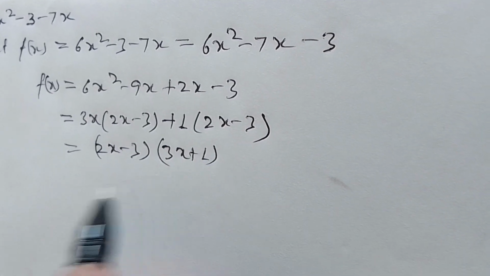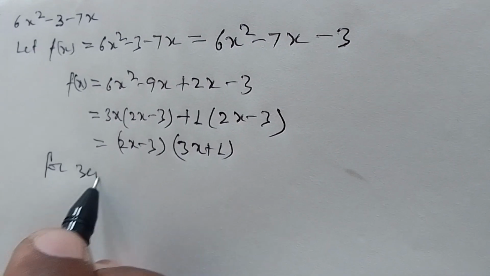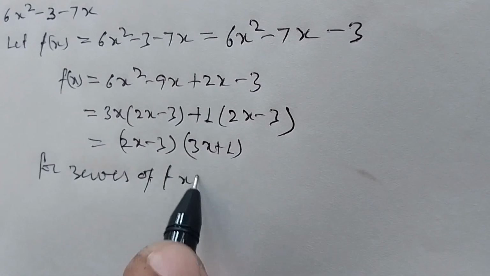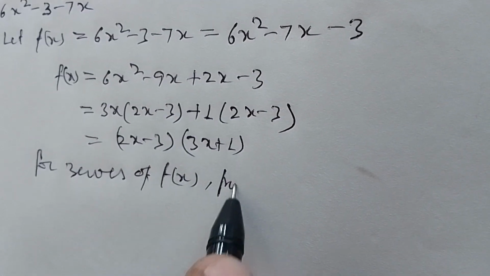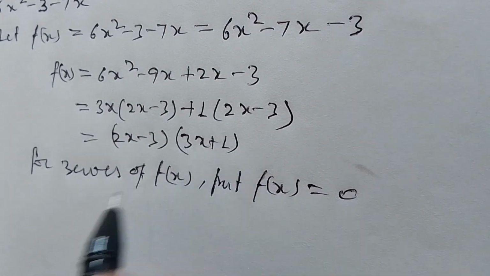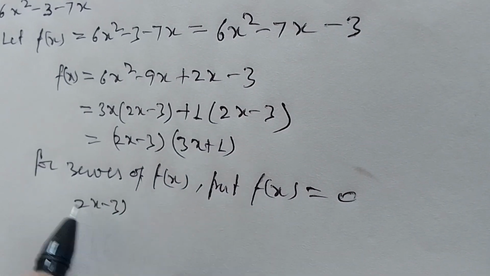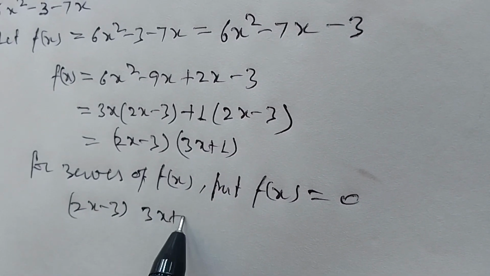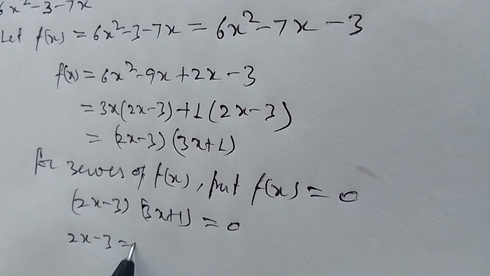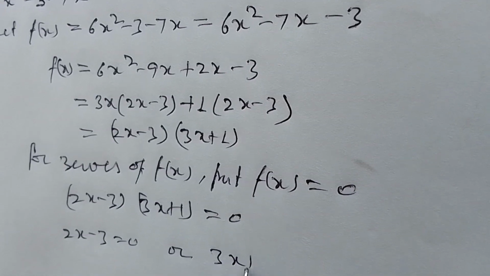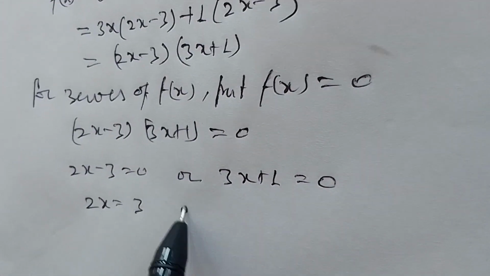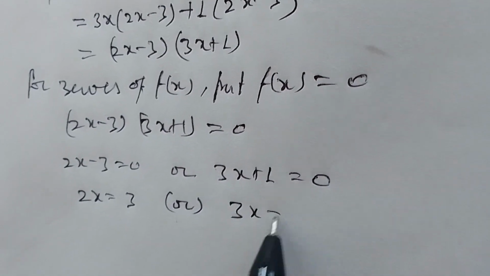Now for zeros of function f(x), put function f(x) equal to 0. So equating these two, 2x minus 3 and 3x plus 1, equal to 0. So it becomes 2x minus 3 equal to 0 or 3x plus 1 equal to 0. It becomes 2x is equal to 3 or 3x equals minus 1.